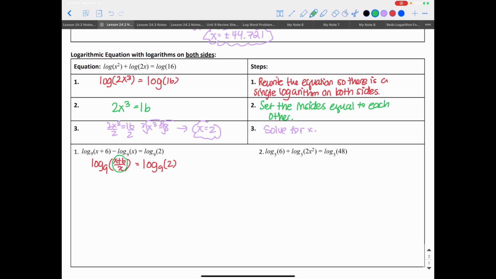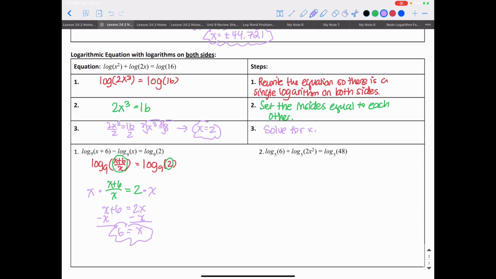X plus 6 over x needs to be equal to 2 for these two sides to be equal. So I'm going to write that: x plus 6 divided by x is equal to 2. That's the second step, set the insides equal to each other. And then I'm going to solve for x. That's my last step. So I'm going to multiply by x on both sides. I'm going to have x plus 6 is equal to 2x. I'm going to subtract x on both sides. I'm going to get x is equal to 6, and that's my answer. X is equal to 6.